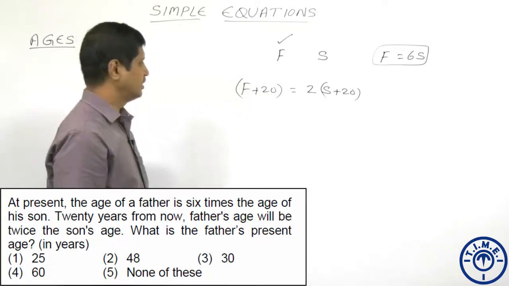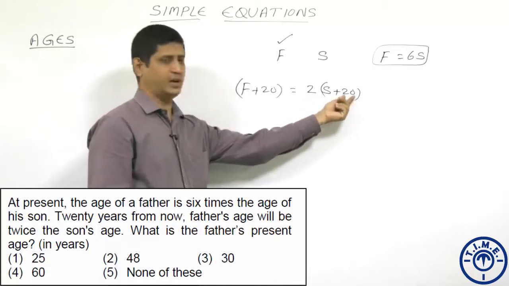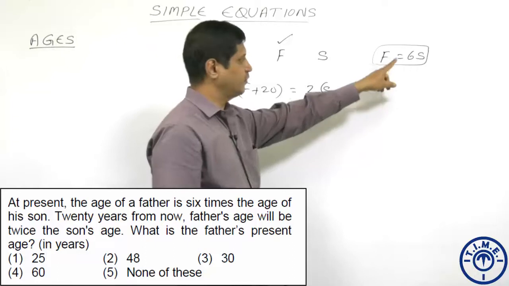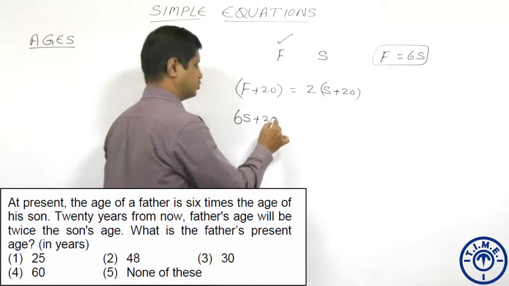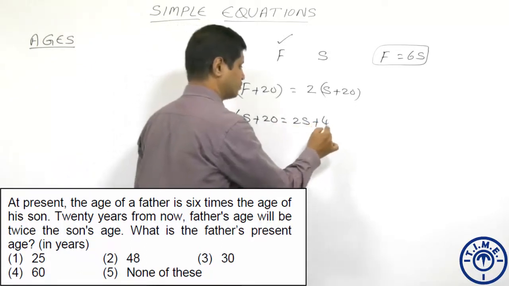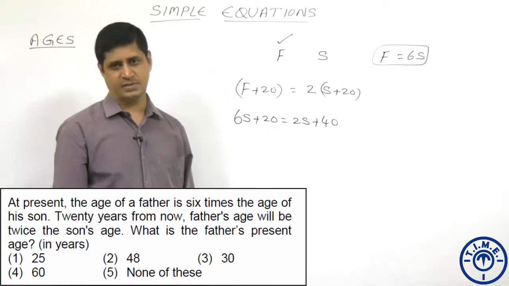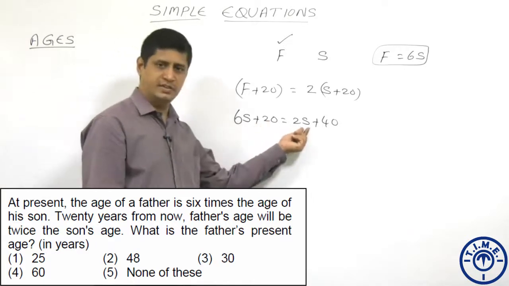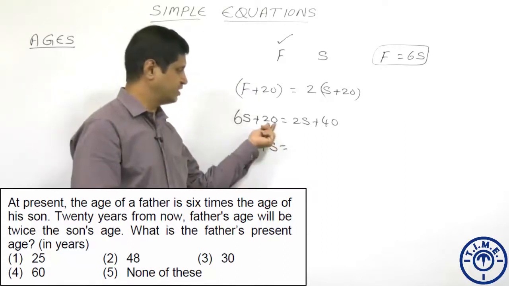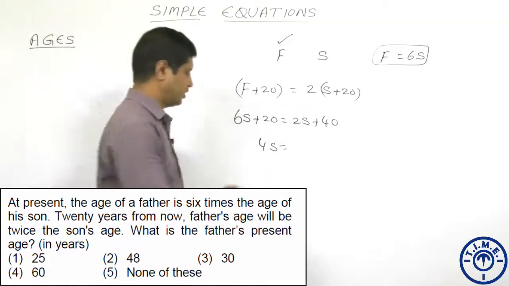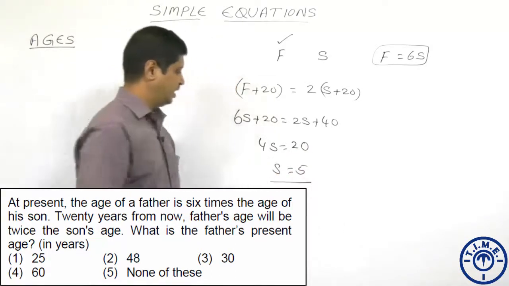Solving this, what is the result? f plus 20 is equal to 2s plus 40. Now, what is the value of f? f is given as 6s. In place of f, I am substituting: 6s plus 20 is equal to 2s plus 40. By taking variables on one side and numbers on the other side, 6s minus 2s is 4s. The value of 4s is equal to 40 minus 20. When you take 20 to the other side, it becomes minus 20. The result is 20, so the value of s is equal to 5. The age of the son is 5.